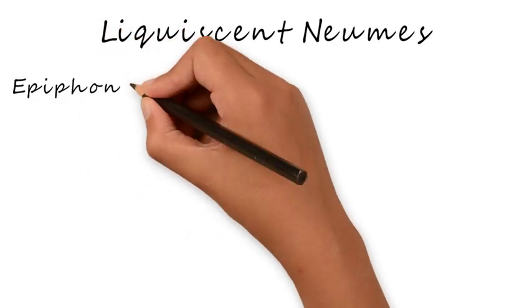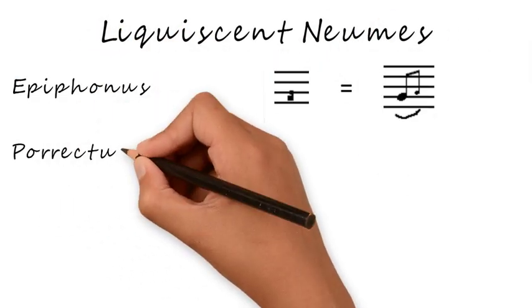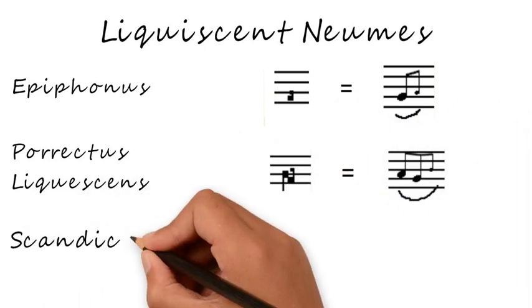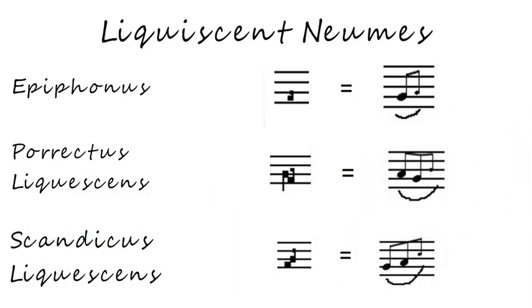Liquescent neumes are smaller notes that are attached to normal neumes. They act as a warning sign for careful pronunciation. Here are combinations of liquescent neumes. The epiphonus, the porrectus liquescens, and the scandicus liquescens.